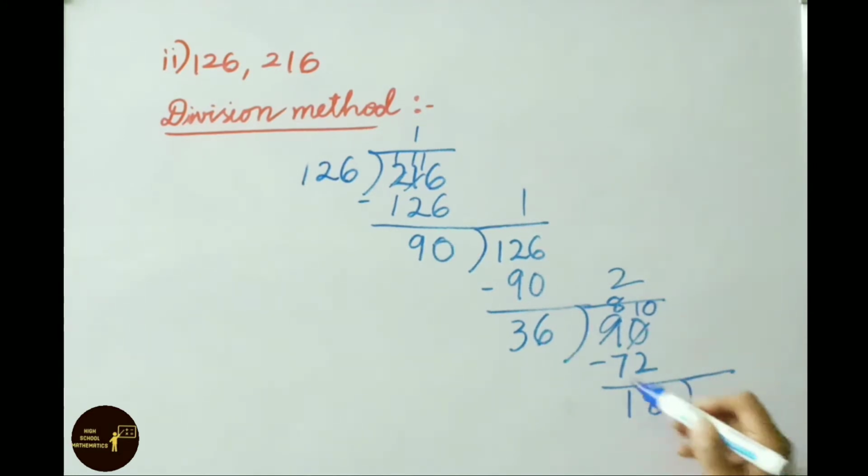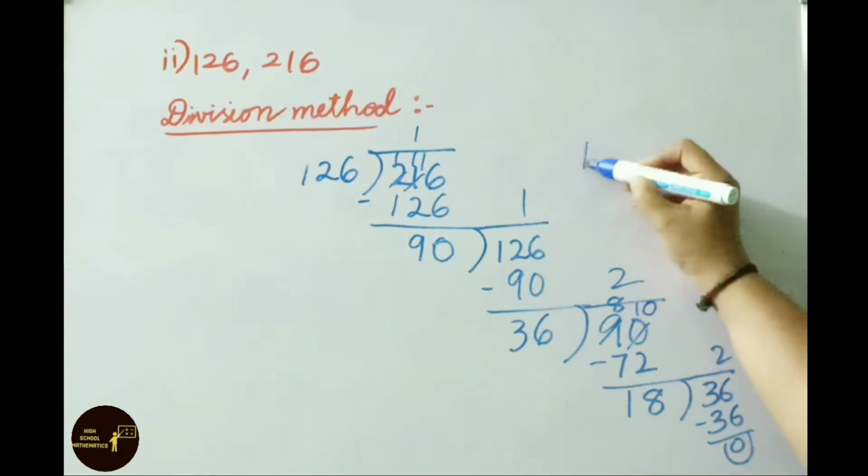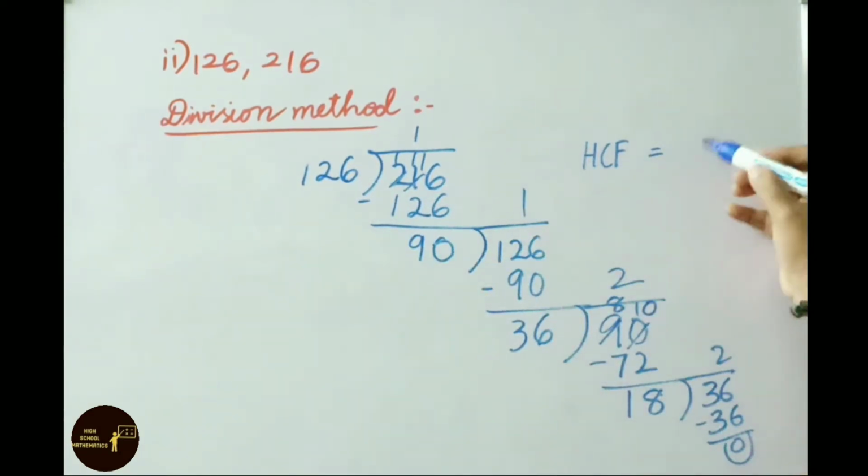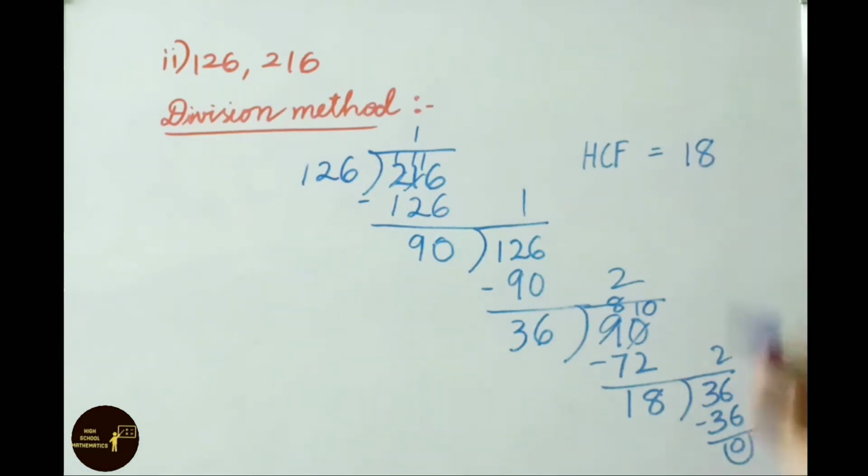Now with this 18 we have to divide the previous divisor 36. 18 2s are 36. So 36 minus 36, remainder 0. Therefore, HCF of 126 and 216 is 18.